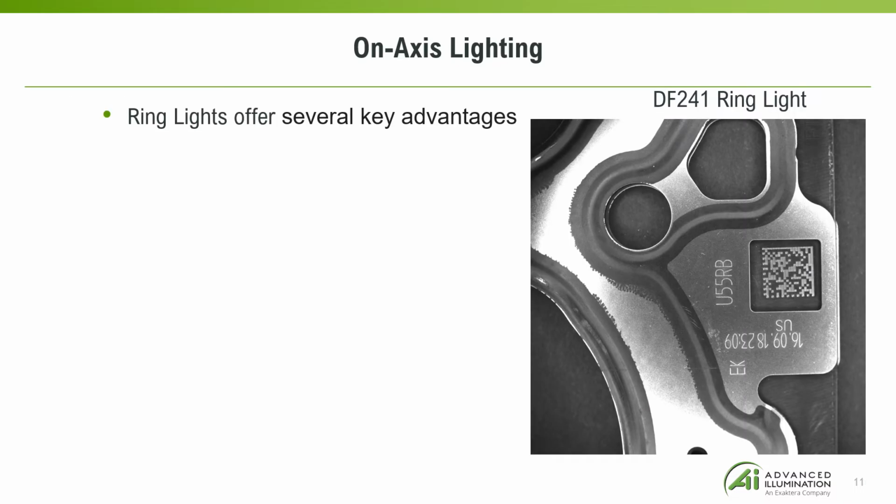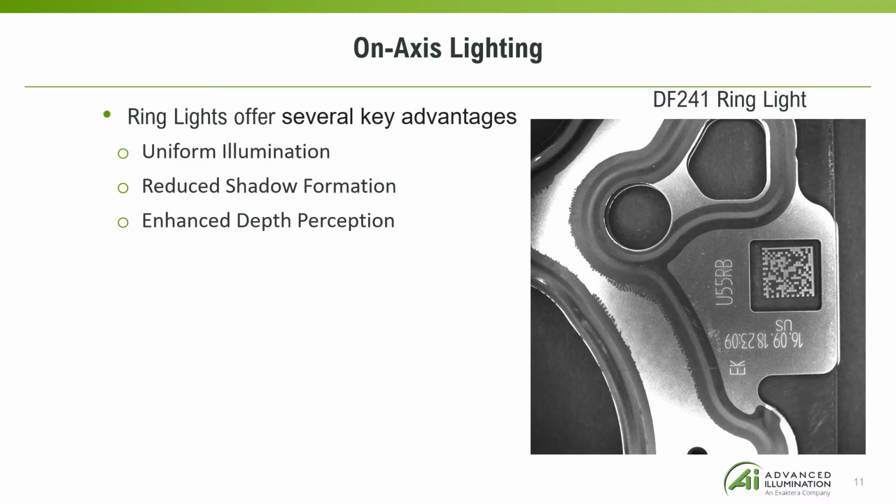Ring lights offer several key advantages in machine vision applications, making them a popular choice for a variety of tasks. Ring lights can offer uniform illumination, they can help reduce shadows, and increase depth perception. They're versatile, flexible, and easy to set up, and can be mounted directly to the lens or camera.